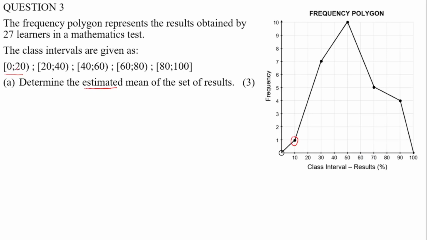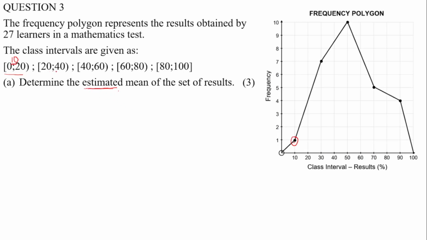So now what we do, we assume that that mark is 10. We take the midpoint of the class interval. So that's why we're saying estimated mean. So it's like we're saying there's one learner that got 10%. Okay, so that's estimating already. So for group data we cannot get the exact mean, but we can only get the estimated mean.